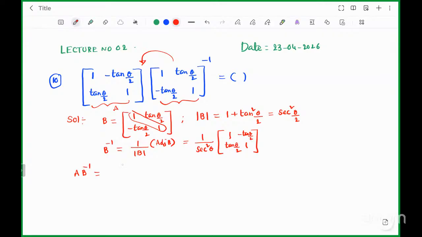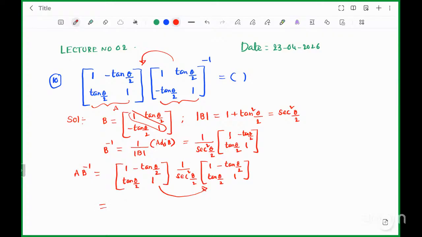AB inverse means A multiplied, 1 minus tan theta by 2, tan theta by 2, 1, multiplied with 1 by secant square theta by 2, multiplied with 1 minus tan theta by 2, tan theta by 2, 1. So first multiply these two matrices.